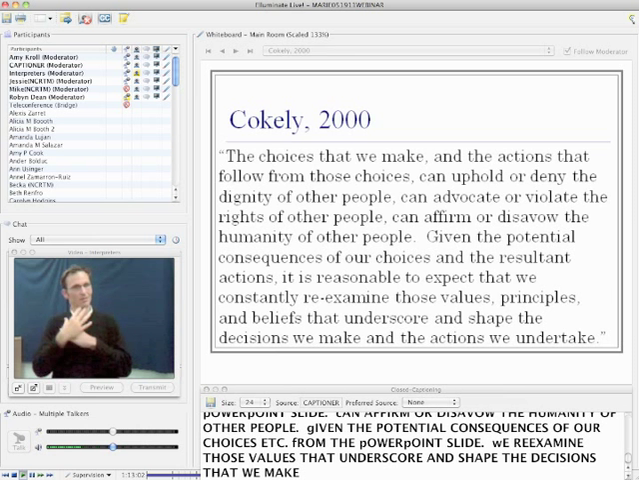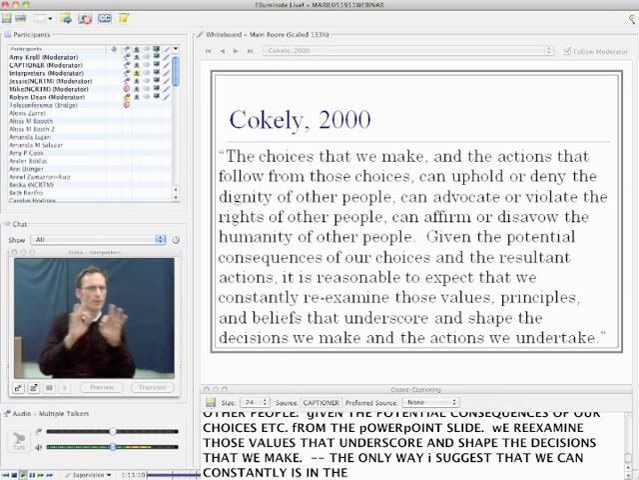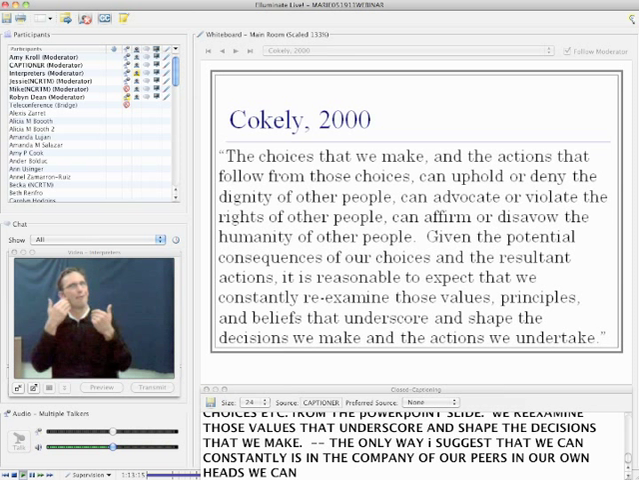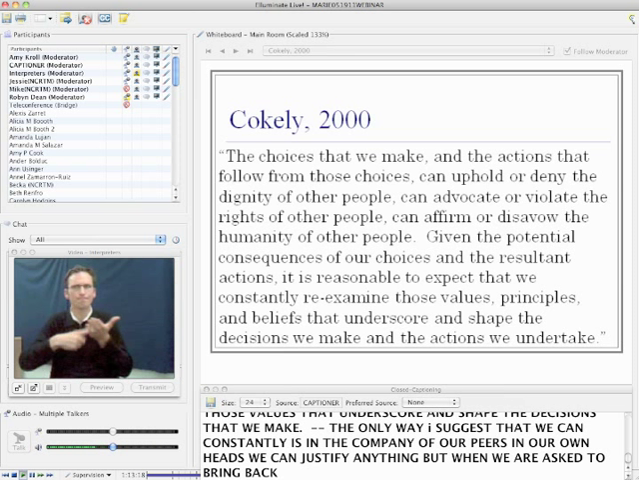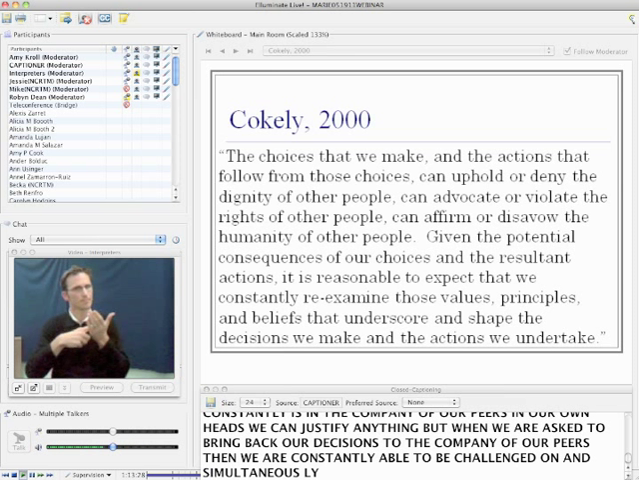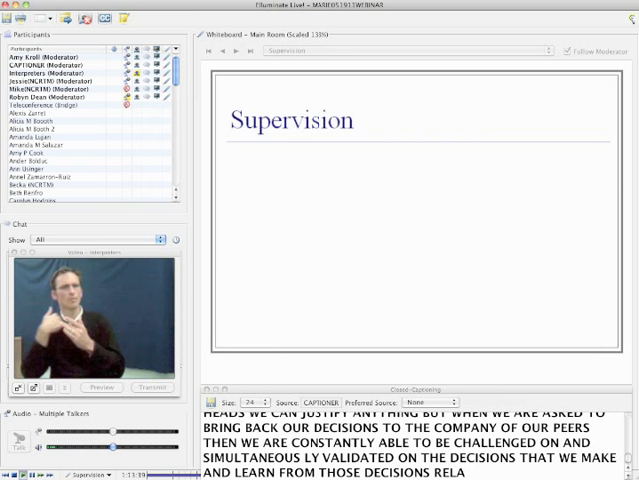The only way I would suggest that we can constantly re-examine our values and principles and beliefs is in the company of our peers. In our own heads, quite frankly, we can justify anything. But when we are asked to bring back our decisions to the company of our peers, then we are constantly able to be challenged on, and hopefully also validated on, as long as everybody's in a practice profession mentality, the decisions that we make and learn from those decisions. Reflective practice allows you to learn from your decisions.